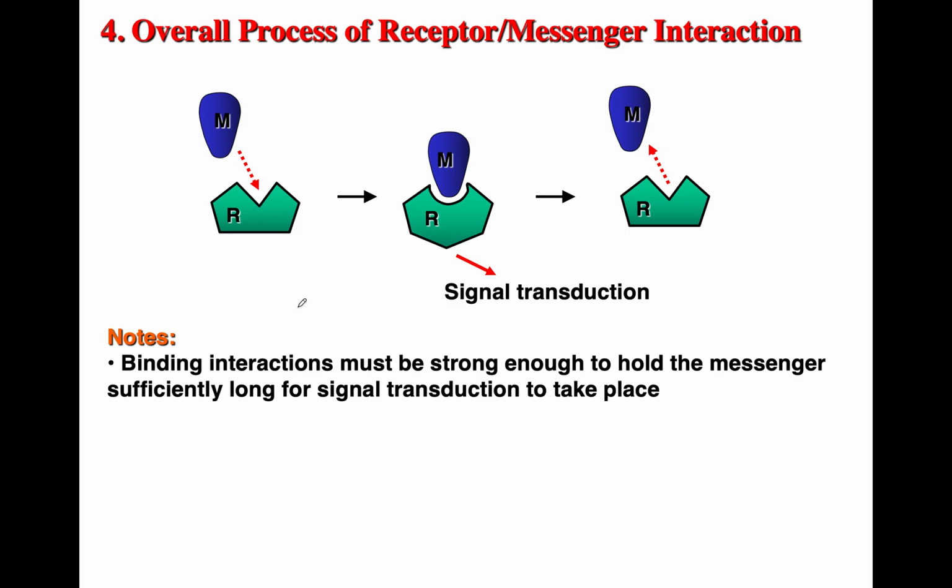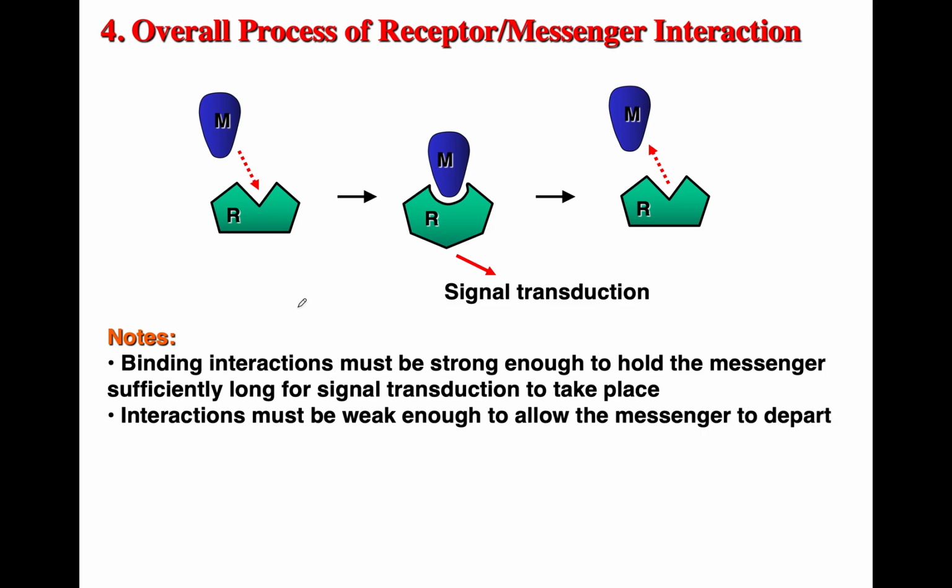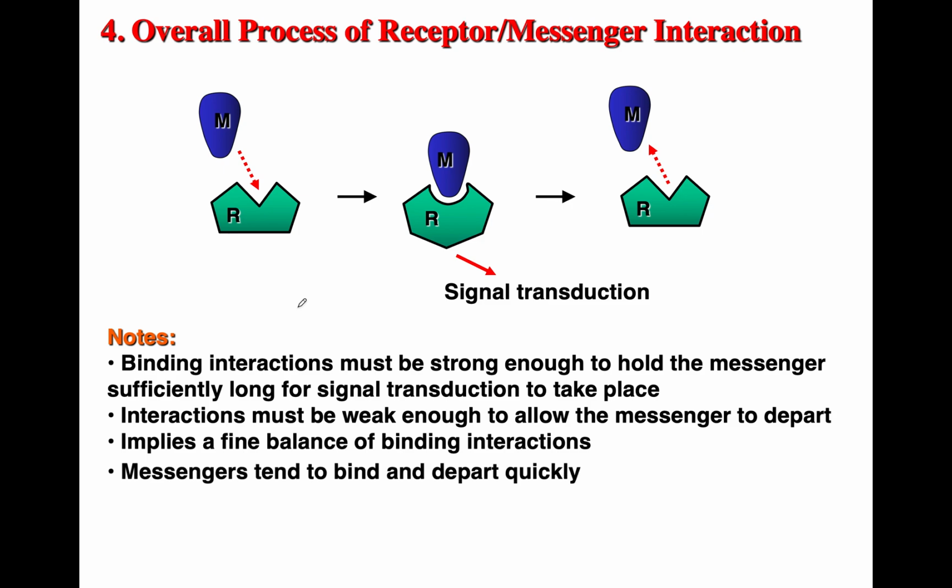The binding interactions have to be strong enough to hold it there, but weak enough to also release the messenger and allow it to depart. So there is a certain balance when it comes to binding interactions. As a general rule, those messengers tend to bind and quickly depart.